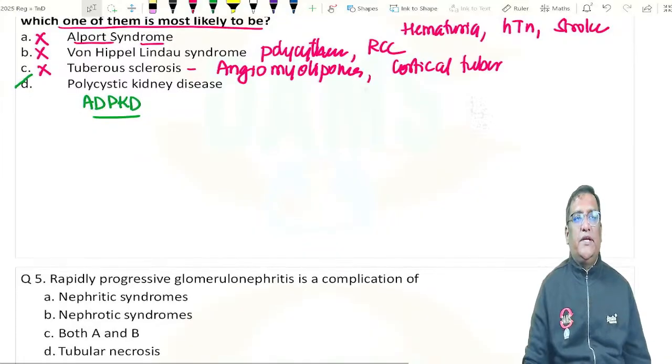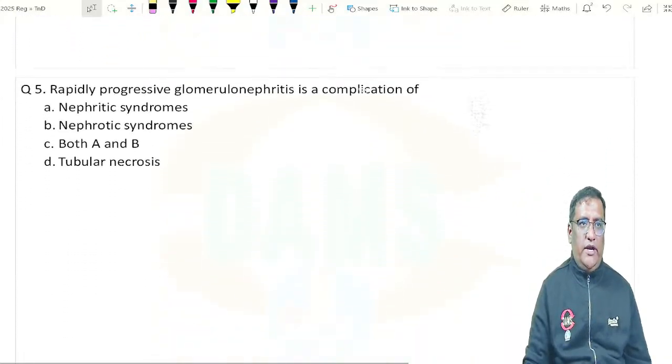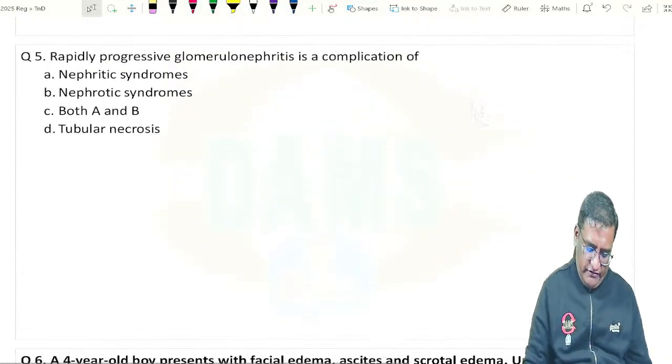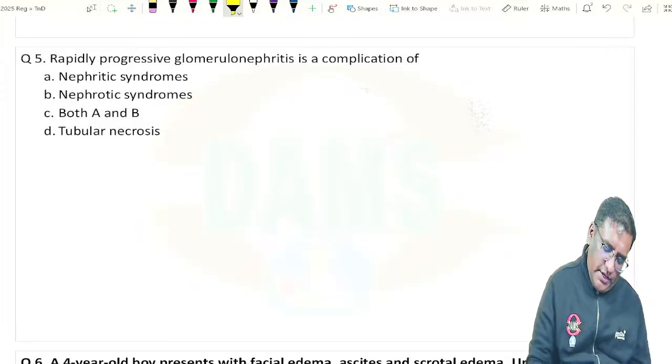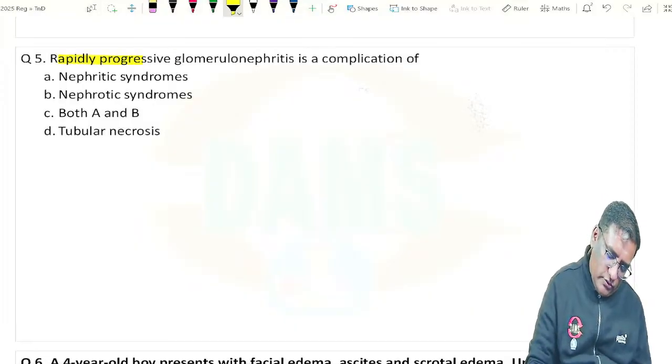Right, guys? Yes. Next question. Let me look at the next question now. Question number 5. What is question number 5 here? Rapidly progressive glomerulonephritis is a complication of.